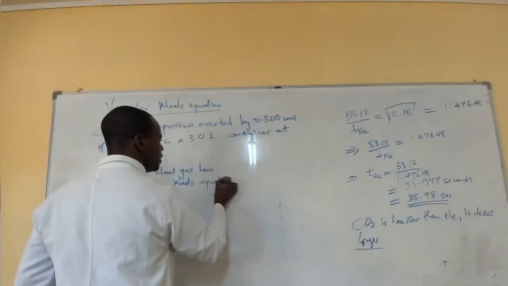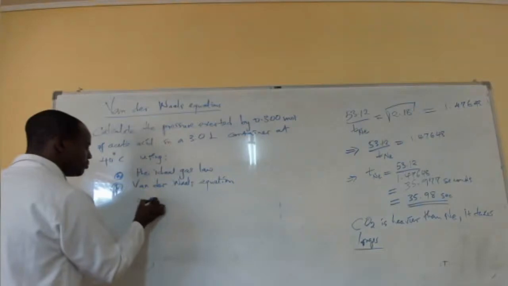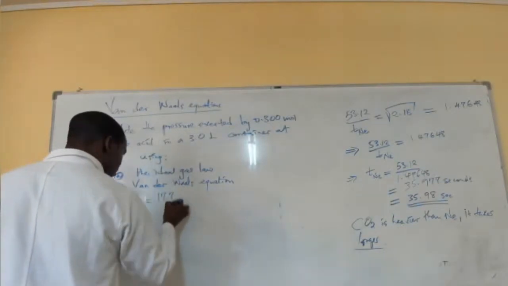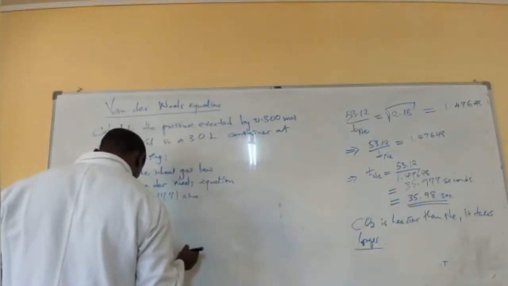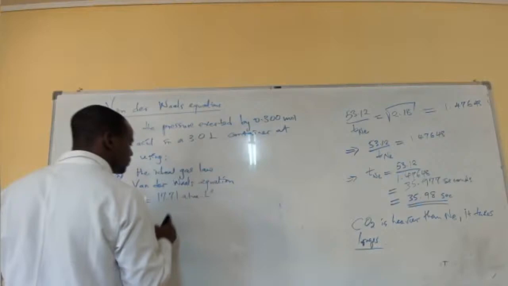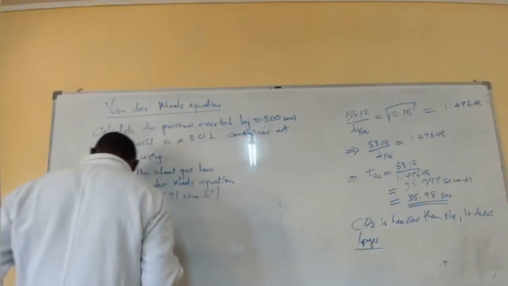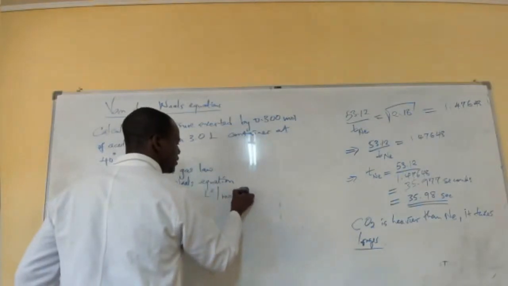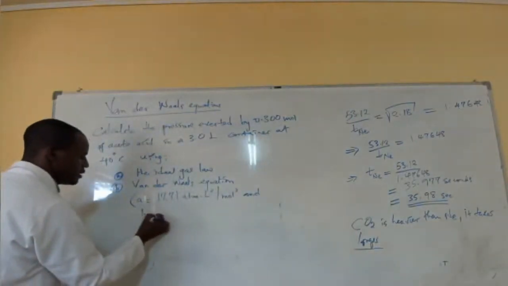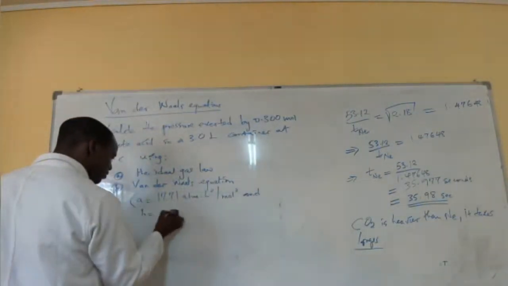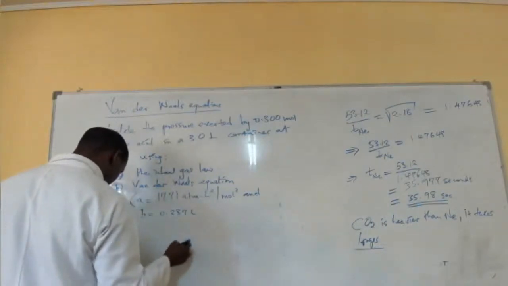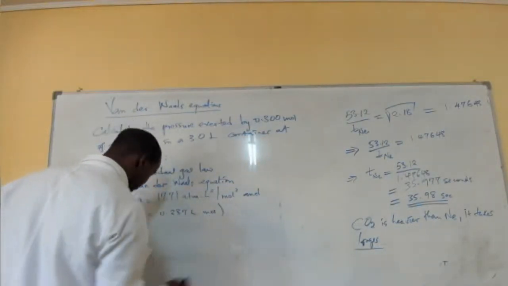Now, using the van der Waals equation, we are given a to be equal to 17.71 atmospheres liter squared per mole squared. And b is equal to 0.237 liters per mole. Okay.